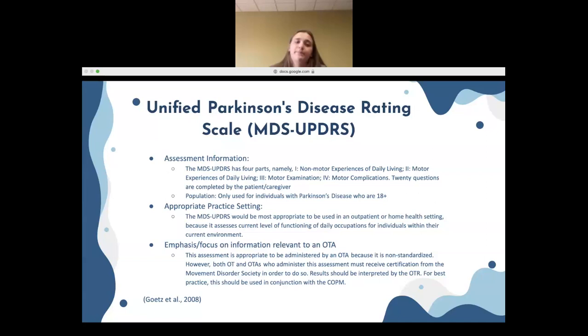This assessment would be appropriate to be administered by an OTA because it is non-standardized. However, even OTRs and OTAs who administer this assessment need to receive certification from the Movement Disorder Society so that you understand the boundaries and basics of the assessment. And the results should always be interpreted by an OTR. And for best practice, this assessment clarified that it should be used in conjunction with the COPM, which we will discuss more later.